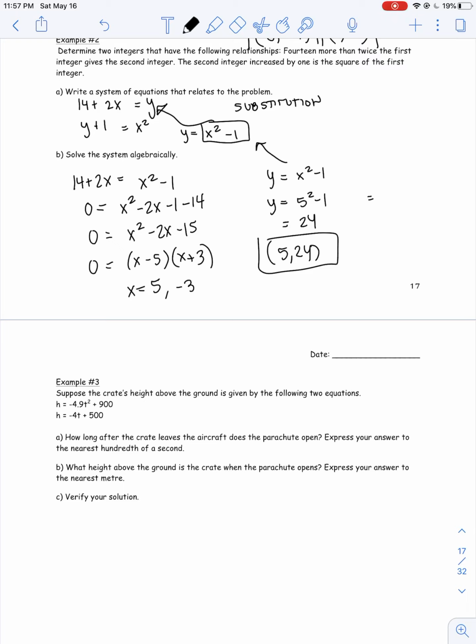Then we do that again with negative 3 in brackets squared minus 1, which will give us 9 minus 1. So we know that the second set of coordinates is negative 3 and 8. So those are our two solutions again. So we have two intersection points between these two equations here.